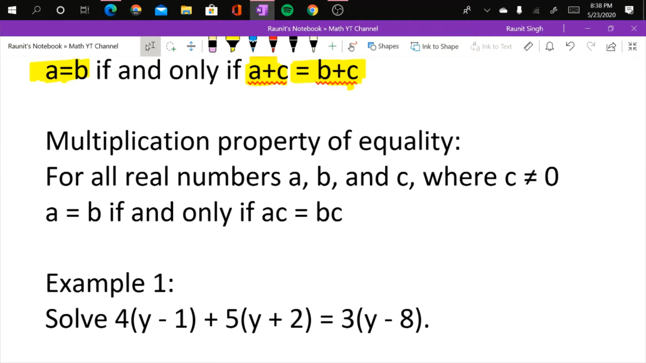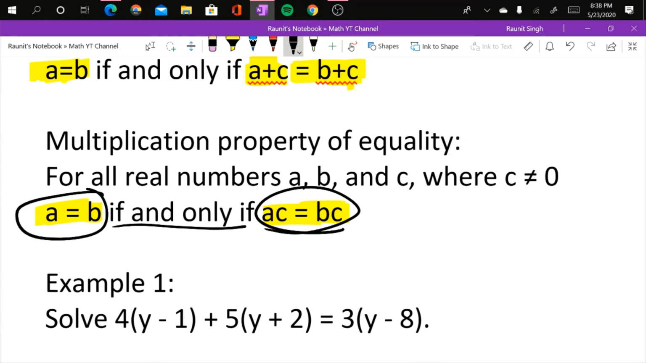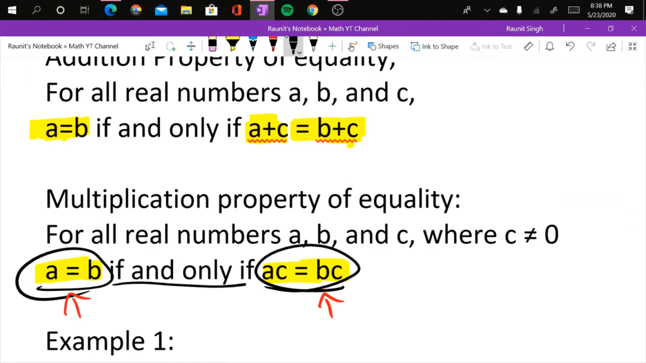So the next thing is the multiplication property of equality. For all real numbers a, b, and c, where c is not equal to 0, a is equal to b if and only if ac equals bc. So basically what if and only if means is that if this is true, then this is true, and if this is true, then this is also true. So it has to work both ways. That's basically what it's saying.